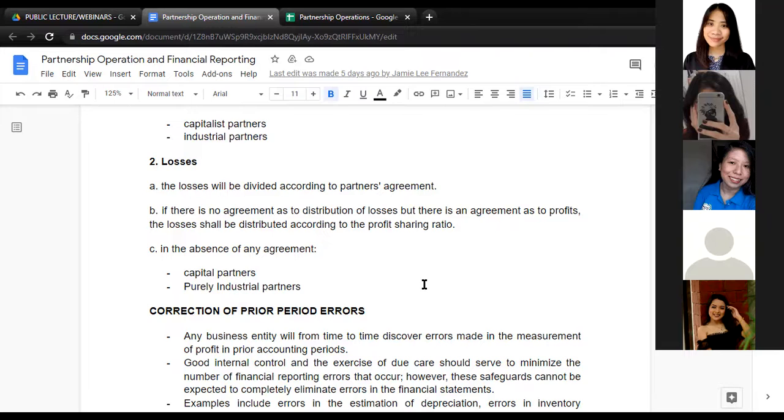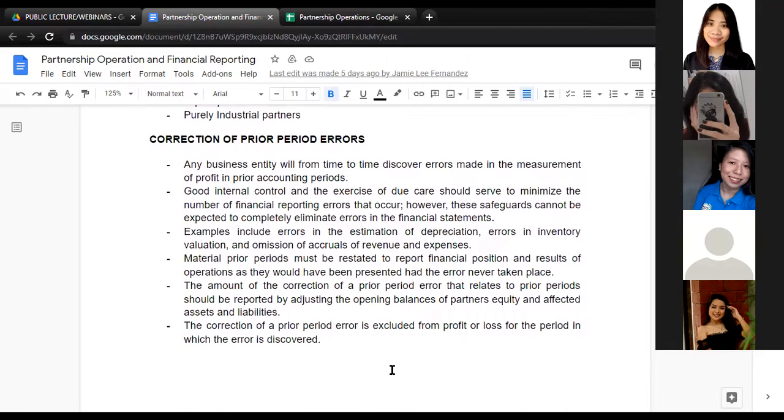Correction of prior period errors. Any business entity will from time to time discover errors made in the measurement of profit in prior accounting periods. Ang error ay nakaka-apekto sa measurement determination and evaluation of performance and financial status of an entity. Good internal control and the exercise of due care should serve to minimize the number of financial reporting errors that occur. However, these safeguards cannot be expected to completely eliminate errors in the financial statement.